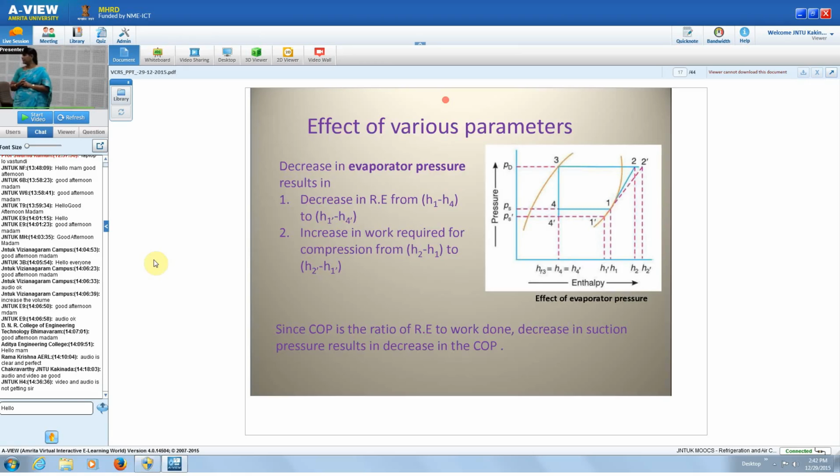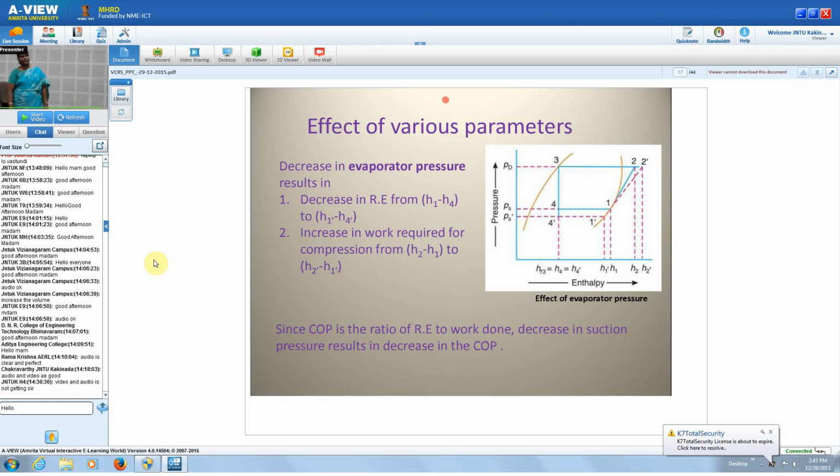Then let us see the effect of various parameters on the coefficient of performance of the vapor compression cycle. Already we have seen the coefficient of performance of the vapor compression cycle is the refrigerating effect produced by the work input, that is H1 minus H4 by H2 minus H1. So COP can be increased when the suction pressure or suction temperature is increased, or the discharge pressure or discharge temperature is decreased. There are a number of parameters we can change to increase the COP.